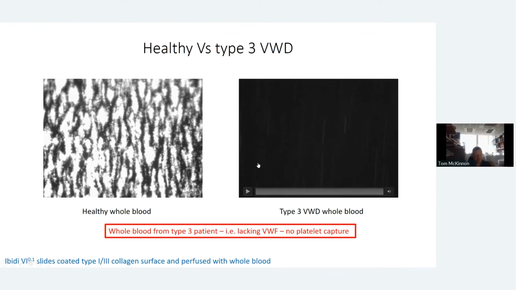If we perform exactly the same assay, but we take blood from a patient with type 3 VWD, who has absolutely no plasma von Willebrand factor whatsoever, what you can see is that none of these thrombi form, and in fact, we don't even get individual platelets being able to attach to the surface. So this whole system is dependent on the presence of the VWF protein, i.e. no VWF present, no platelet capture can occur.